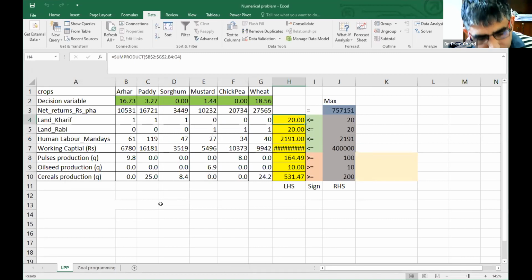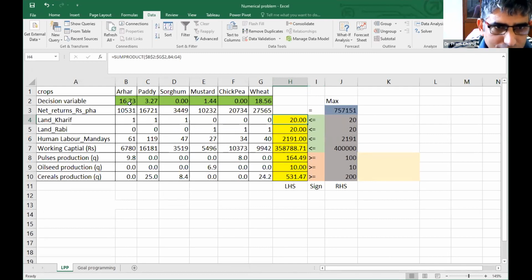It has allocated area. You can see it has allocated area of 16 hectare, because my objective here is to maximize the net return. So obviously it won't allocate to sorghum, because my target is not to minimize the water. So it will allocate more to arhar, and then to meet the obligations of cereal production, it will also allocate some area under paddy.